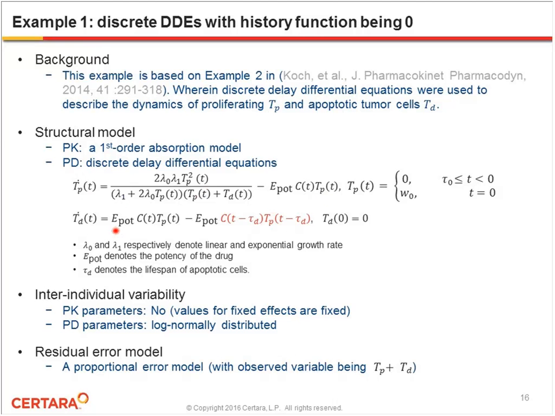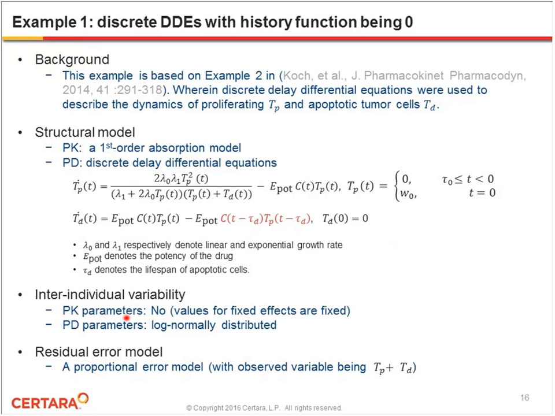And the TD compartment is described by a simple lifespan model. Here, this tau d denotes the lifespan of apoptotic cells. So for the TD, it depends on the past value of C and the past value of TP. So you have to define the history for the TP. Here it is given as 0 for this example.